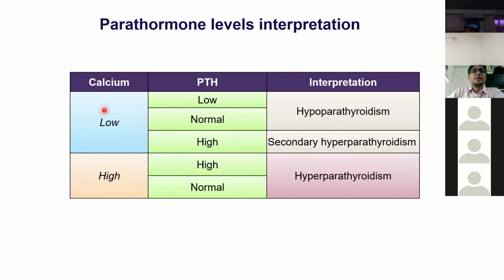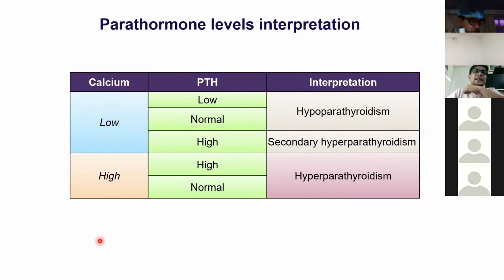But wherever the calcium level is low but PTH is high, ideally when we are thinking about hypoparathyroidism, the level should be low. But if it is high, that means there is some sort of secondary hyperparathyroidism because of low calcium. It is stimulating the calcium receptor in the parathyroid, so that there is release of parathyroid hormone. So it is secondary hyperparathyroidism.